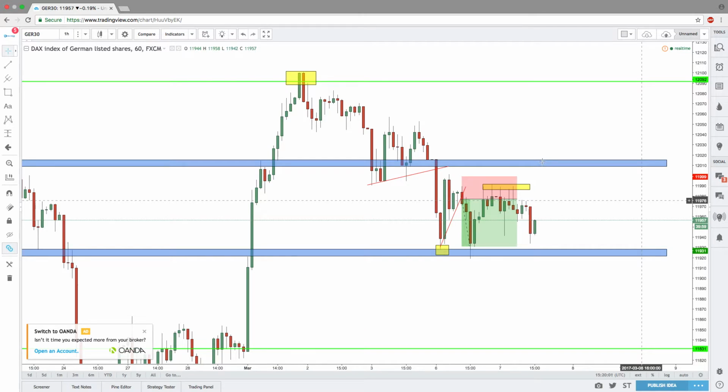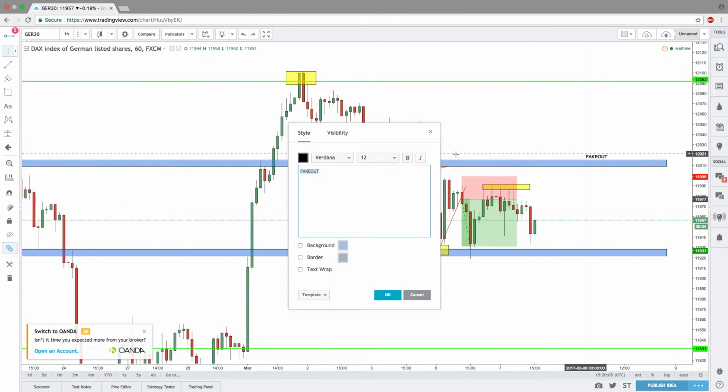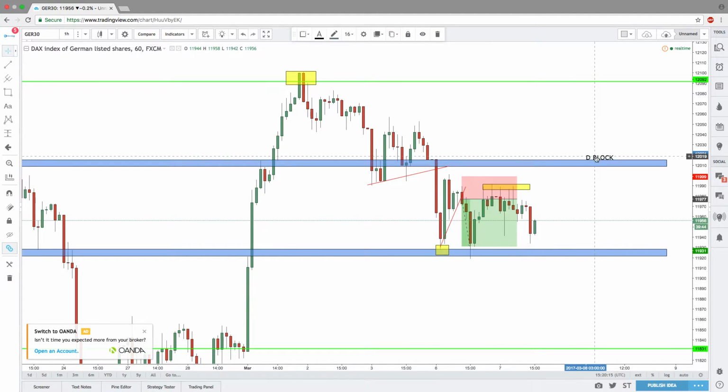So look, like I said, we've got a daily block here. Let me just type that up. D block, let's call it D block. So we've got a daily block here. Just tagging that for you guys. We've got another daily block here, right?